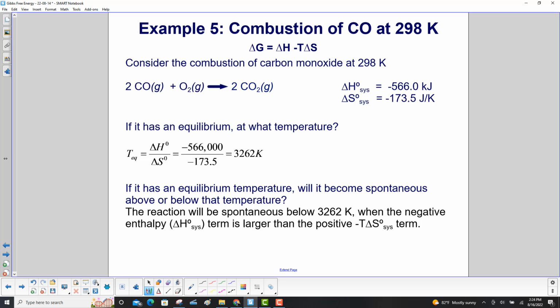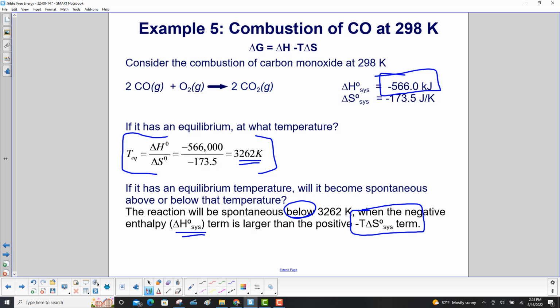If it has an equilibrium, at what temperature? Well, we've already said it has equilibrium, so then it's just delta H over delta S, and the equilibrium temperature will be 3262 Kelvin. Will it become spontaneous above or below that temperature? The reaction will be spontaneous below 3262 K when the negative enthalpy term, and that's over here, is larger than the positive minus T delta S term. So let's just explain this.